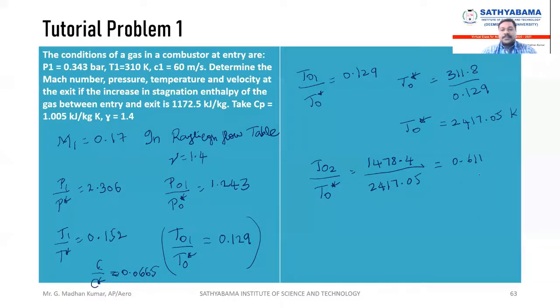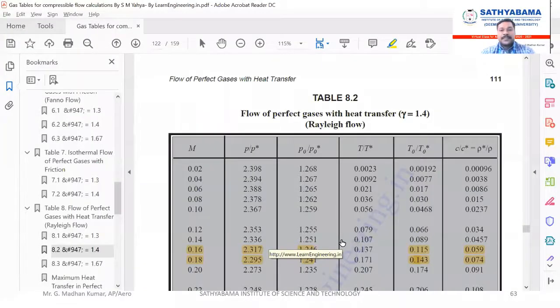Right. So with the help of this data in the Rayleigh table, for T naught by T naught star, 0.611, you are going to find the value of M. So go to the table. Here the T naught by T naught star column is there. You can check the value of 0.611 here.